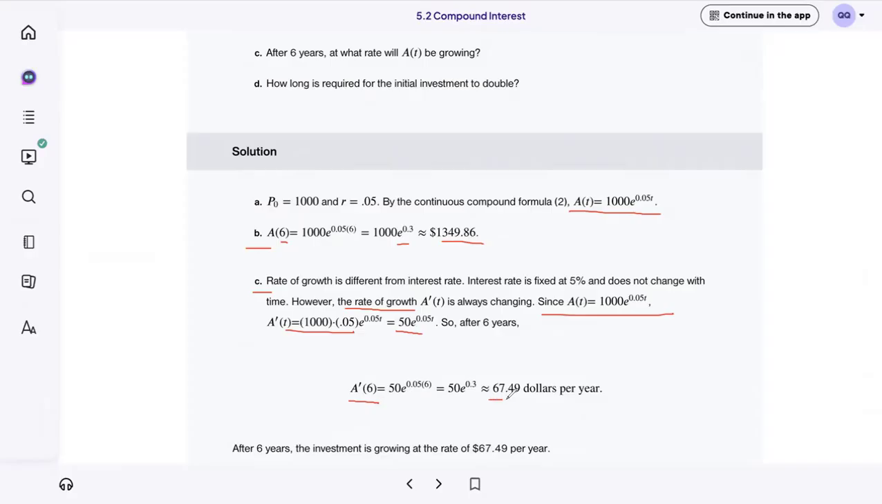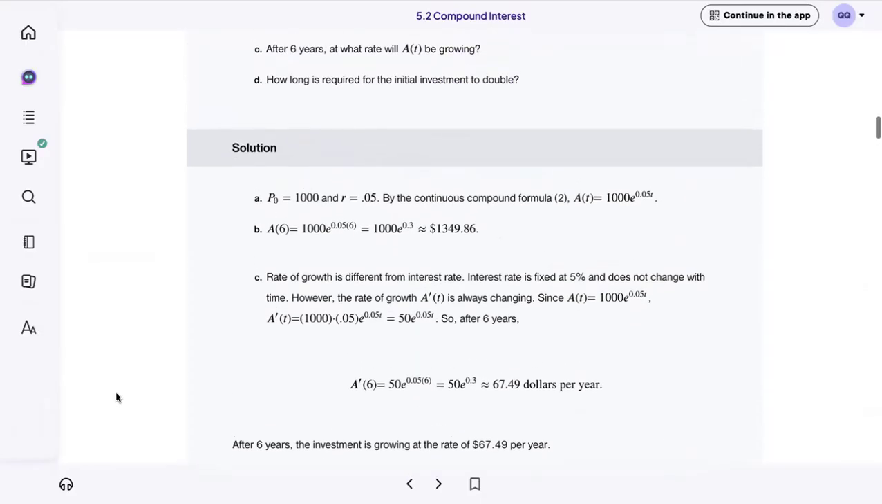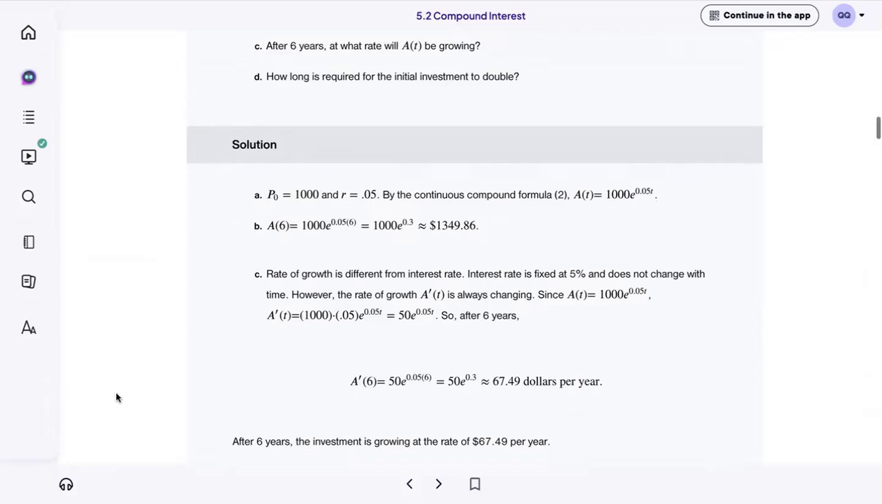Then after 6 years, we just plug in 6 for the derivative of the function. Then we get about $67.49 per year. Okay, so this is asking what rate of change A of t is growing. As long as we see the rate of change, rate of growth, rate of decay, we know that's the differentiation of the function.